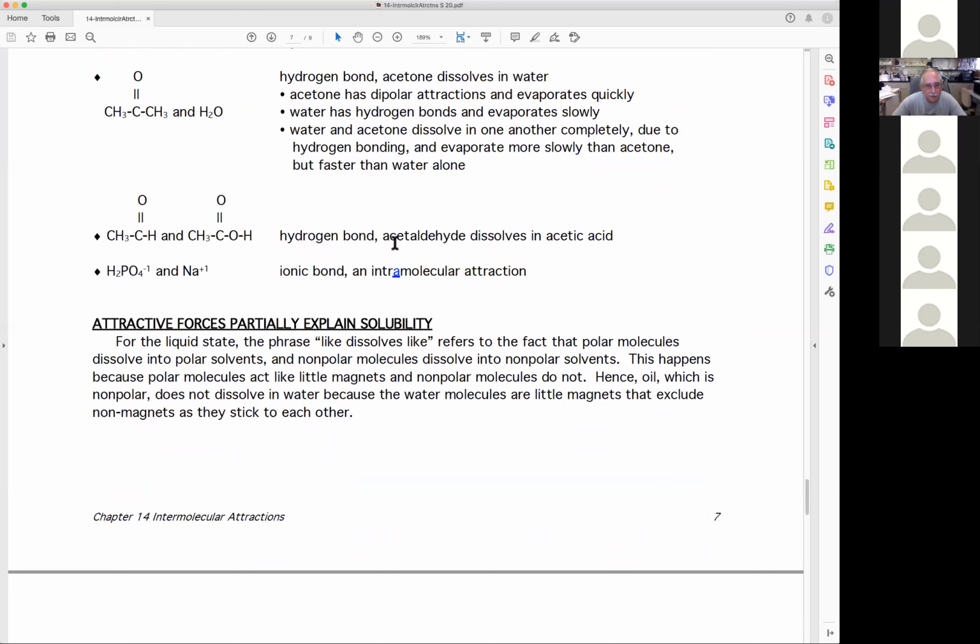And just one last thing. This is an ion and this is an ion. What is the attractive force between those? Well, that's an ionic bond. That's an intramolecular attraction, not an intermolecular attraction.